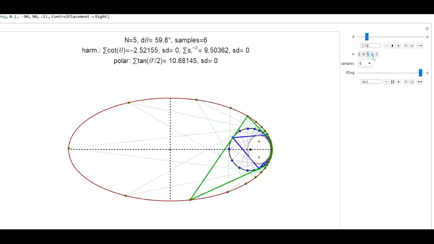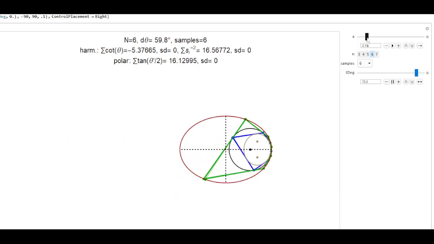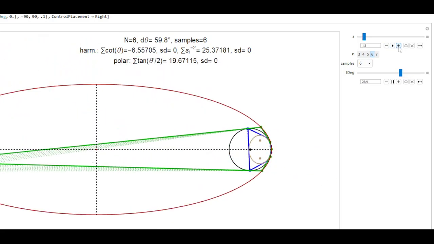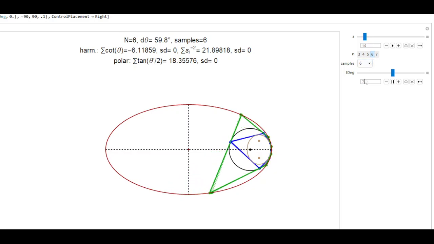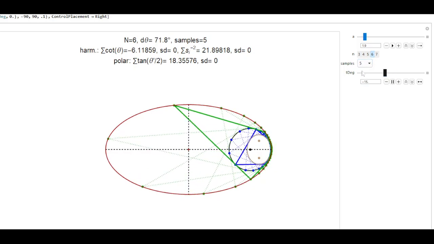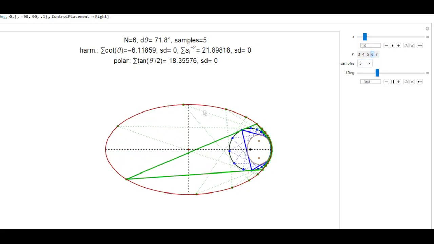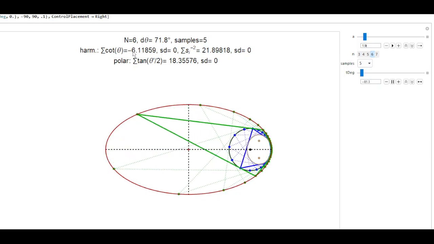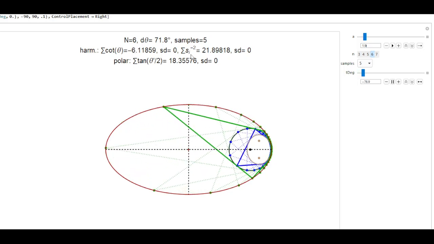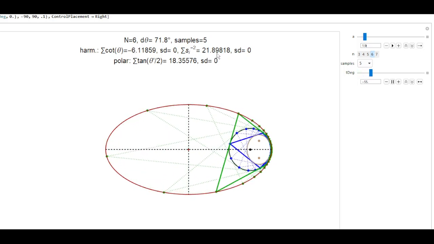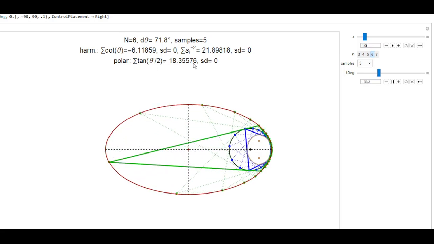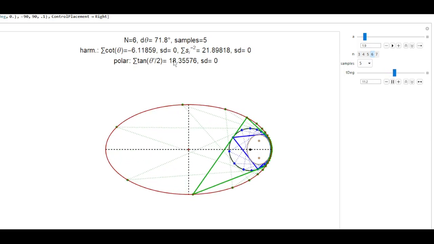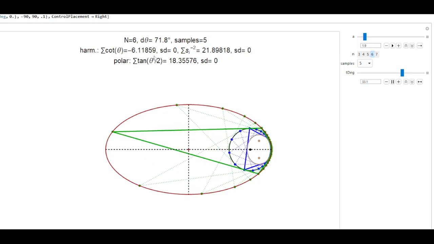How about n equals 6? Let me change the number of samples to maybe 5, like that. So you can see here again, we're getting a conservation of a negative sum of cotangents for the blue family. The sum of inverse square lengths is being conserved for the blue family, and then you got this conservation. Again, it looks like this is 3 times something. It could be that there's a simple factor here.